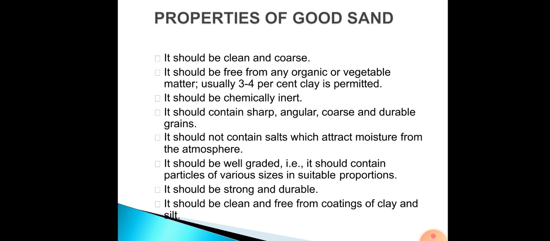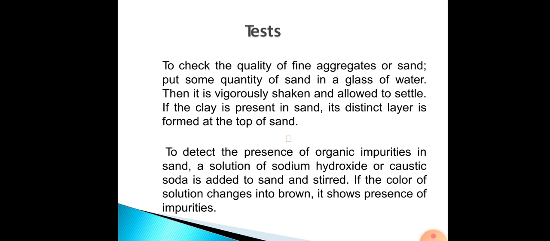Then it should contain sharp, angular, coarse and durable grains. It should be strong. It should not contain salt, because when salt is present, it will absorb moisture from the atmosphere. Then it should be well graded. What do you mean by well graded? Well graded means it should contain particles of all sizes in suitable proportions, and it should be strong and durable, and must be clean and free from coatings of clay, silt, etc. So these are the desirable properties of good sand used for construction.